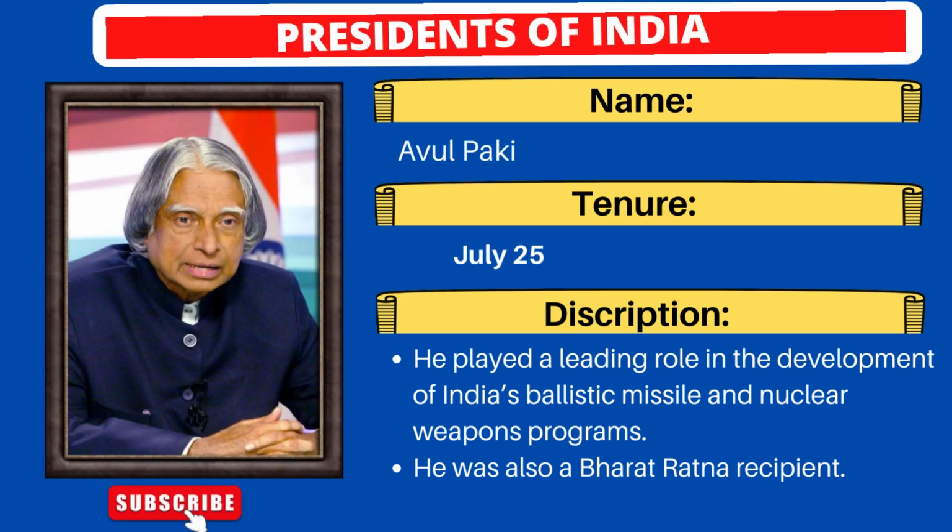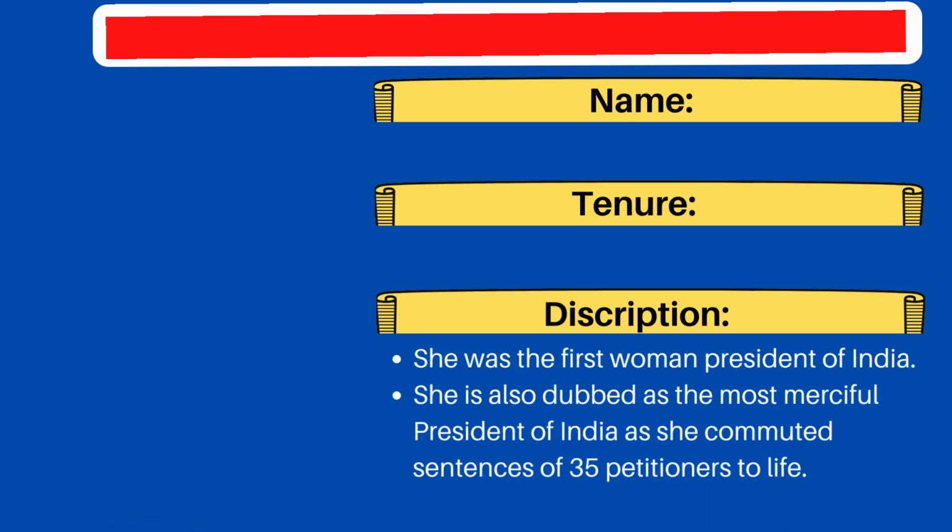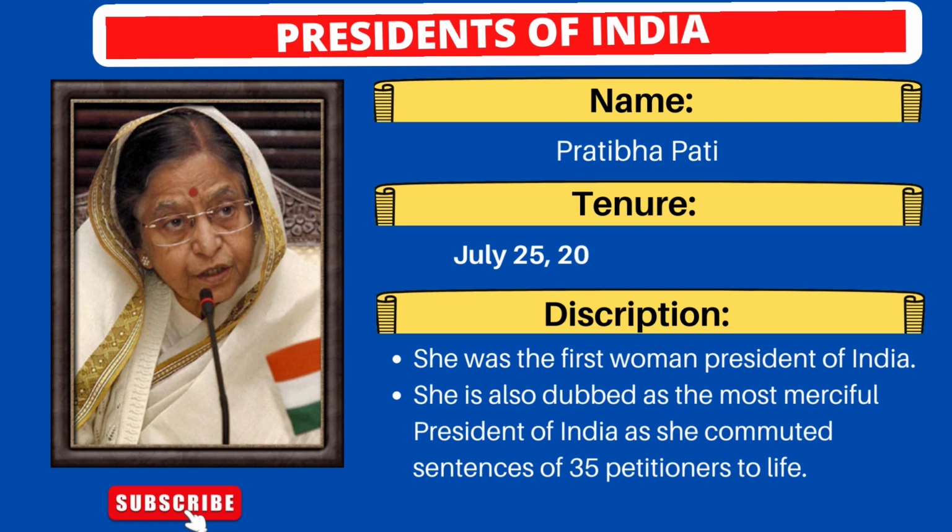The next president that India saw was APJ Abdul Kalam. His term lasted from 25th July 2002 to 25th July 2007. The next president on the list was Srimati Pratibha Patil. Her tenure term was from 25th July 2007 to 25th July 2012. She became the first woman president of India.